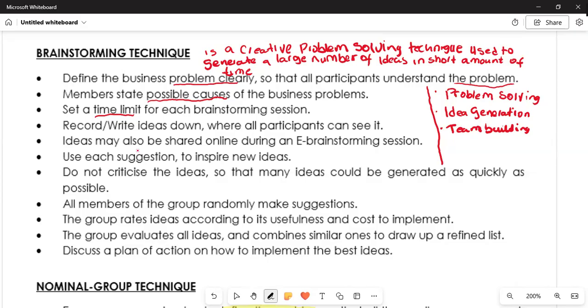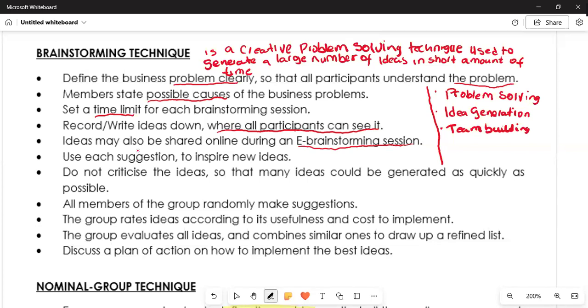Record or write ideas down where all participants can see them. When you are recording the ideas, make sure that all participants can see the ideas of each member clearly. Ideas may also be shared online during an e-brainstorming session. Because of technology, it is also possible to do the brainstorming session online.